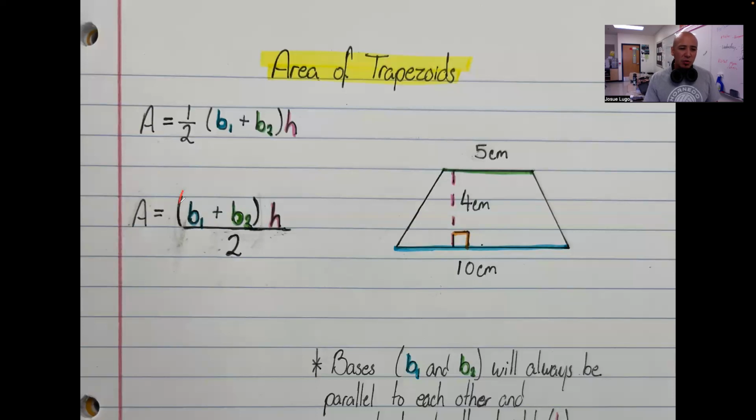Really, all we're doing is adding base 1 and base 2. We're adding the two bases. And then we're multiplying by the height and then dividing by 2. So again, you're adding base 1 plus base 2, and then you're multiplying by the height, and then you're dividing by 2. That is the formula for how you get the area of a trapezoid, which begs the question, what is a trapezoid? So let's review that real quick.